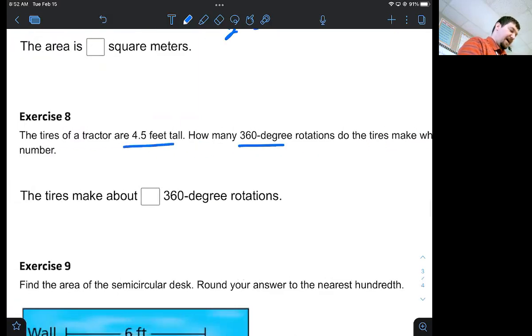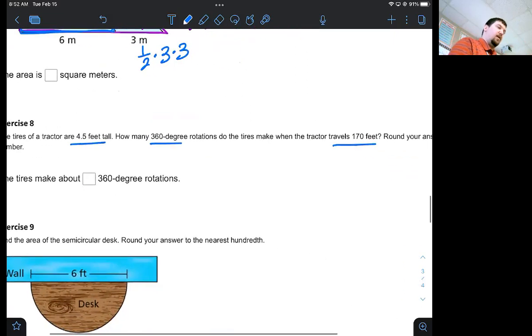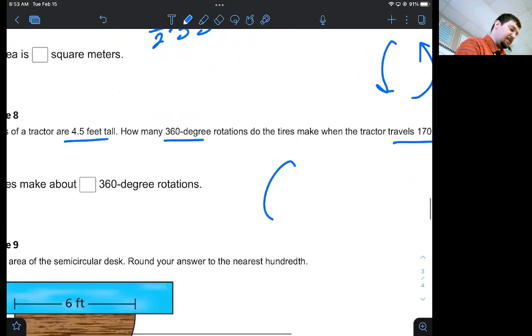Okay, so they're 4.5 feet tall. They're making 360-degree rotations. And it wants to know how many rotations it would take for the tractor to travel 170 feet. This doesn't sound like an area problem. Yeah, if you're talking about the rotations of a tire, that sounds like circumference, doesn't it? Distance around. Okay, so let's find the circumference of these tires. So here's a, you don't need a picture. I'm going to give you one anyways.